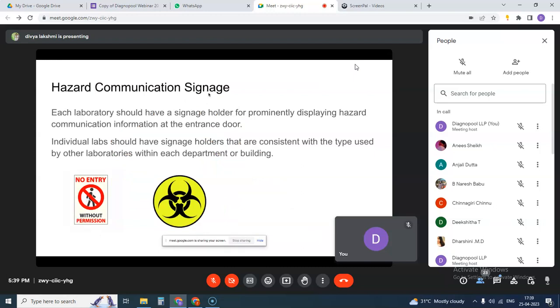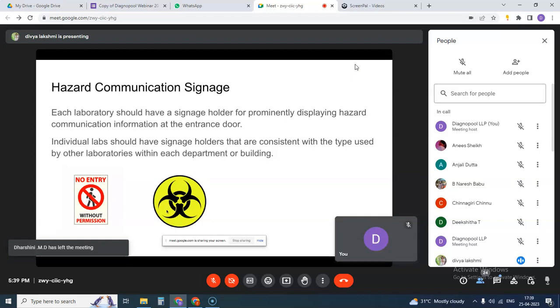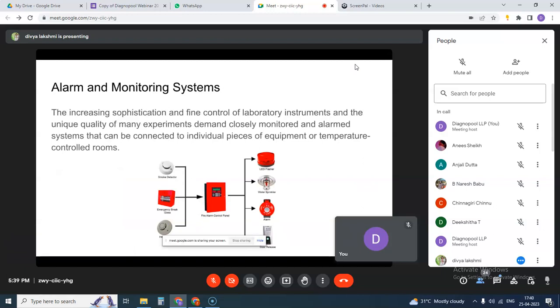Certain hazard communication signage is important. Each laboratory should have a signage holder for prominently displaying hazard communication information at the entrance of the door. Individual labs should have signage holders that are consistent with the type used by other laboratories within each department or building. So don't use a new kind of signage which is not understandable to others. Use simple, standard signage.